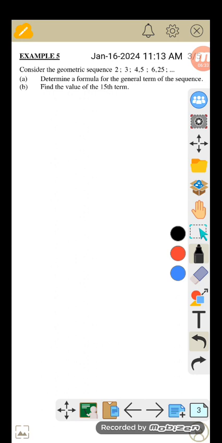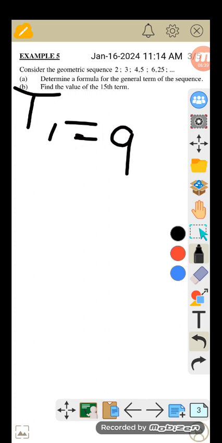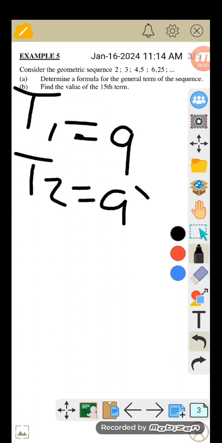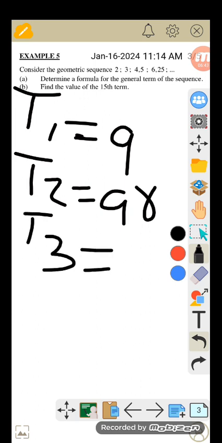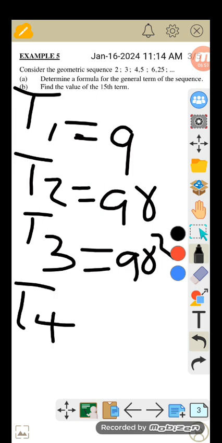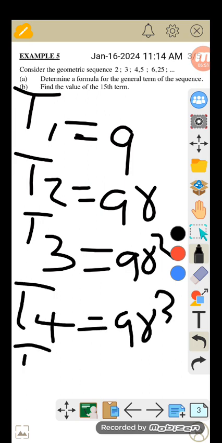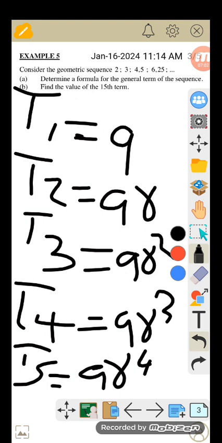When it comes to geometric sequences, T1 is always equal to A, and T2 is always equal to AR. You see, T3 is always equal to AR squared, and T4 is always equal to AR cubed, and T5 is always equal to AR to the 4.